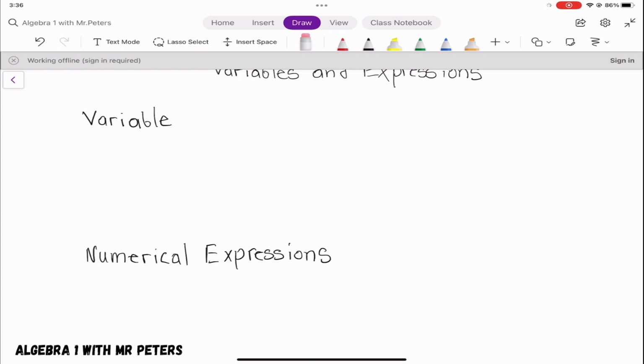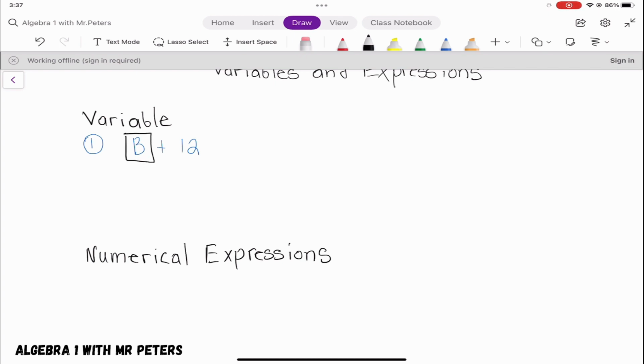Today, guys, we are going to be talking about variables and expressions. All right? So let's get started for today. So, what is a variable? A variable is just a letter that represents an unknown number. Okay? So let's say I had the example, b plus 12. And I asked you guys to identify the variable. You guys would tell me that b is my variable, right?